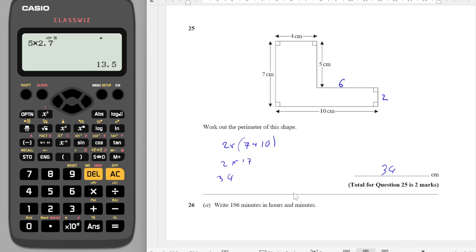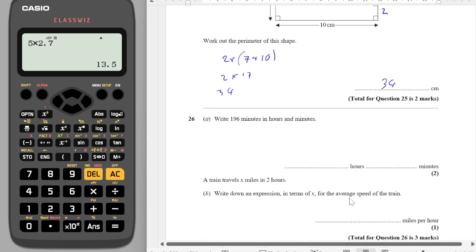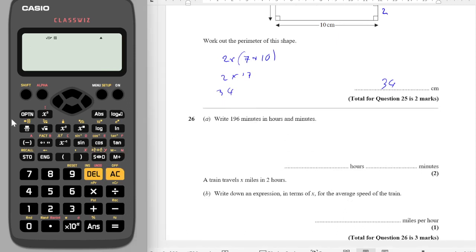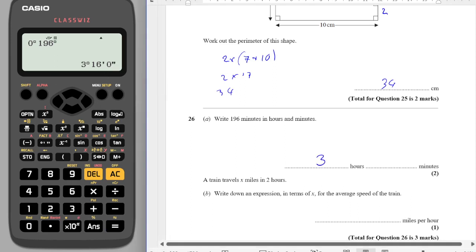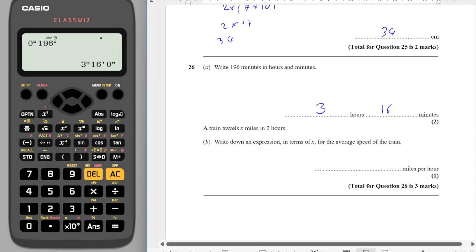Okay, question 26, write 196 minutes in hours and minutes. So we can use a calculator to do this. This is a nice function on our calculator. Type in 0 hours and 196 minutes. And then when we press equals, it will automatically convert it into hours and minutes for us. So that's 3 hours and 16 minutes. Part B. A train travels X miles in 2 hours. Write down an expression in terms of X for the average speed. Speed is distance divided by time, so X over 2.